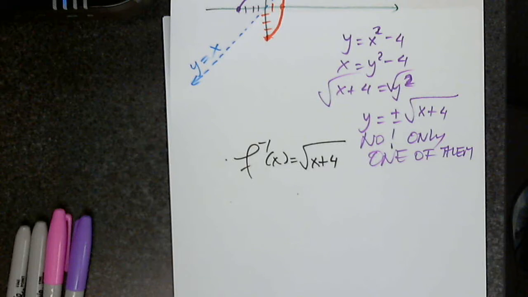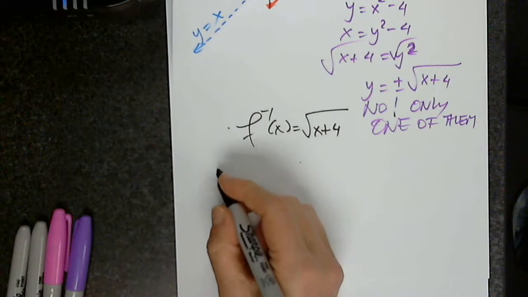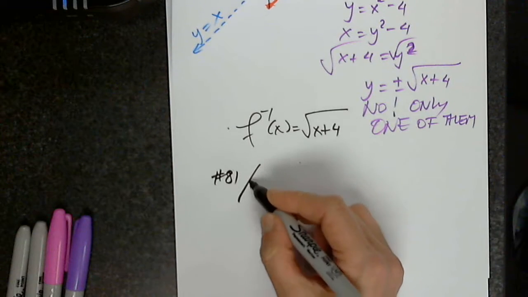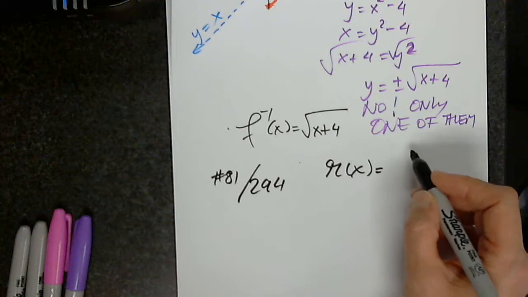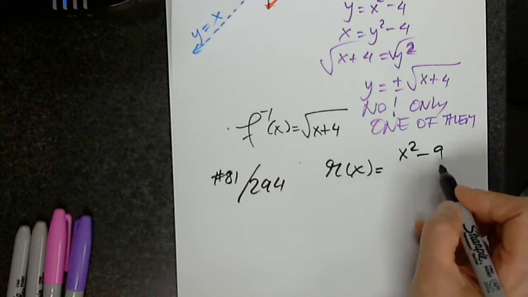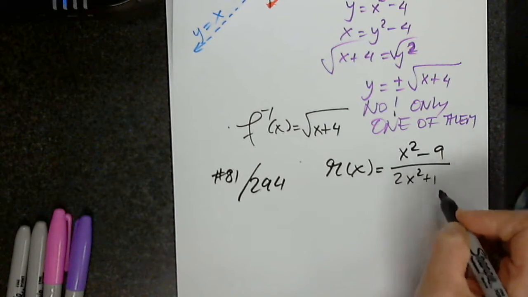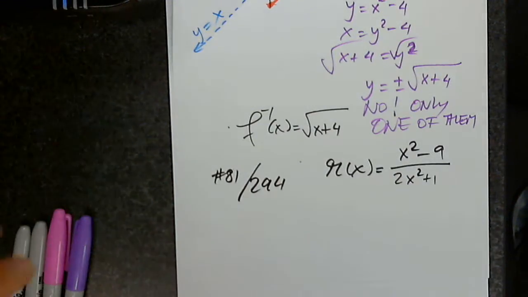Which one? 81. So 81 on page 294. And we have r of x equals x squared minus 9 over 2x squared plus 1.